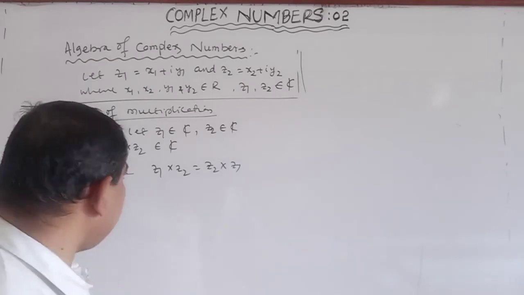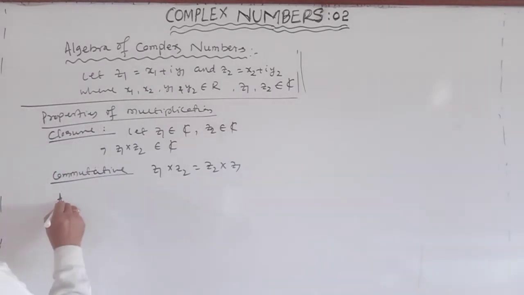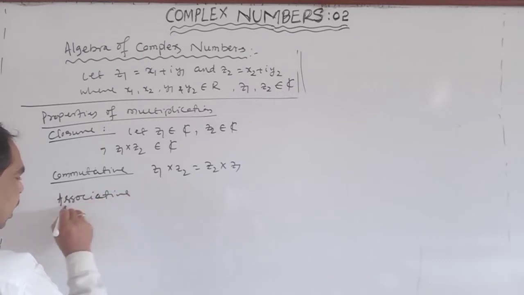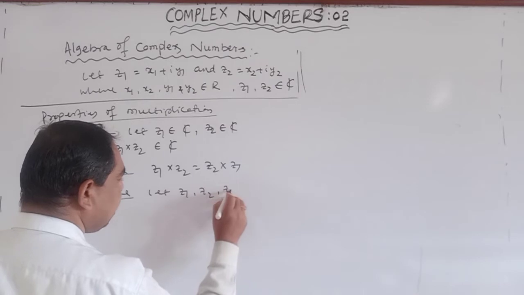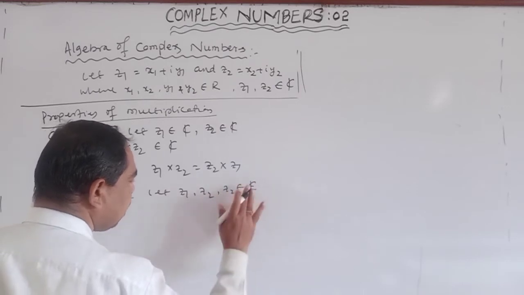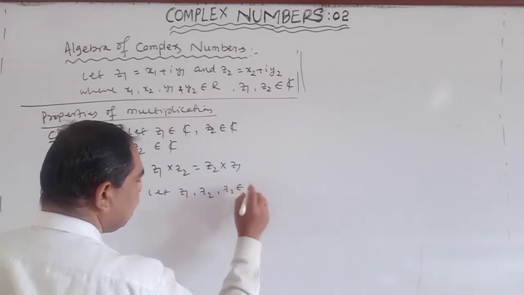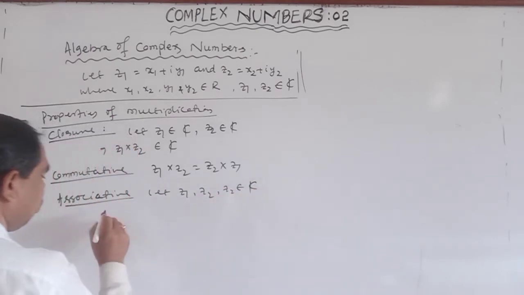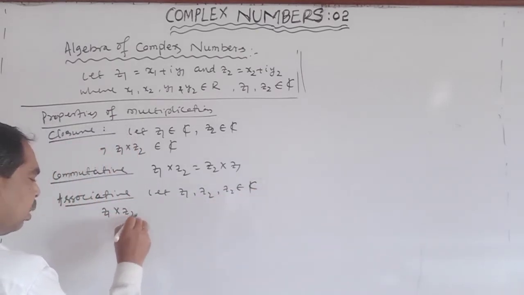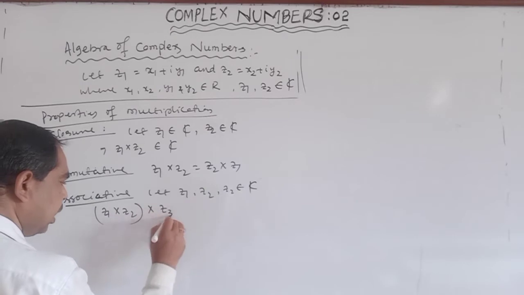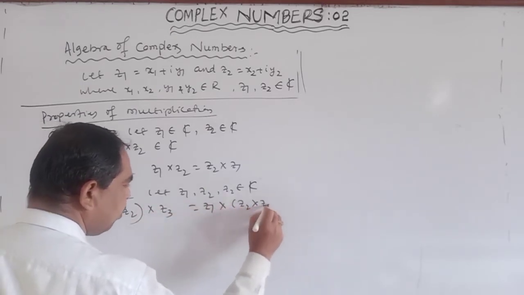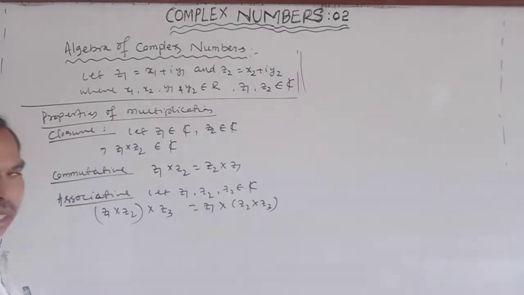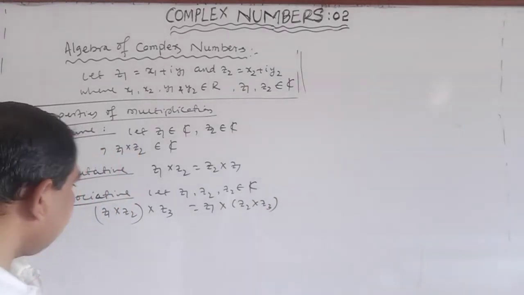You may check it. Similarly, associative. Let Z1, Z2, Z3 belong to the set of complex numbers C. So first we multiply Z1 into Z2, then multiply with Z3, which is equal to Z1 into the bracket of Z2 into Z3. This is called associative property. This is also satisfied.